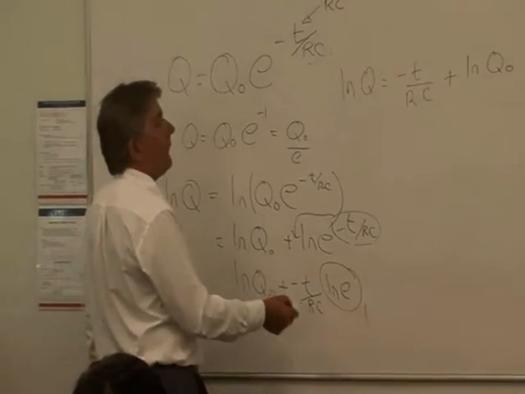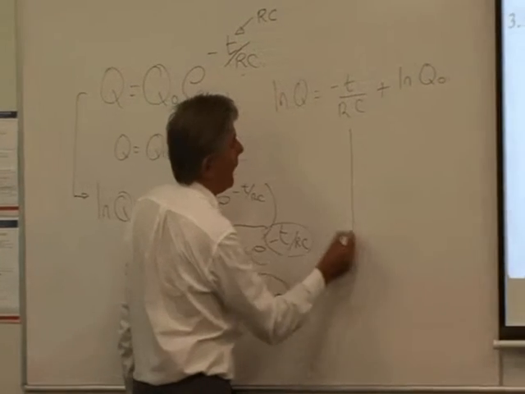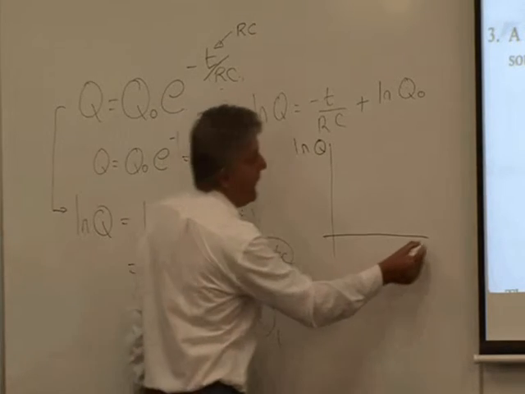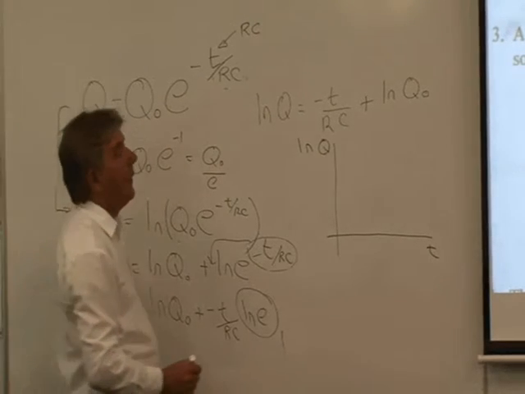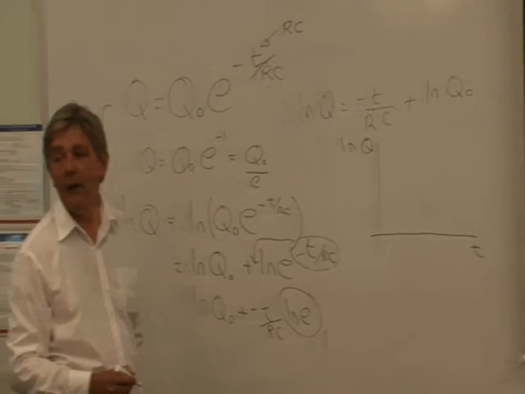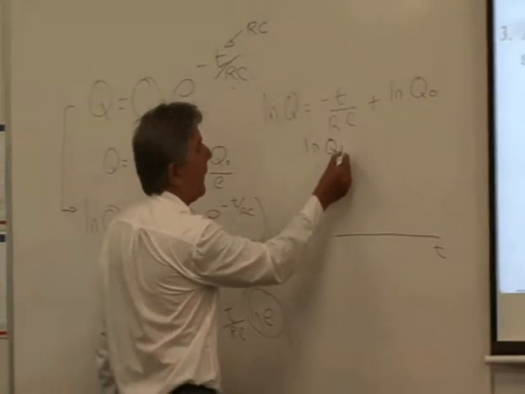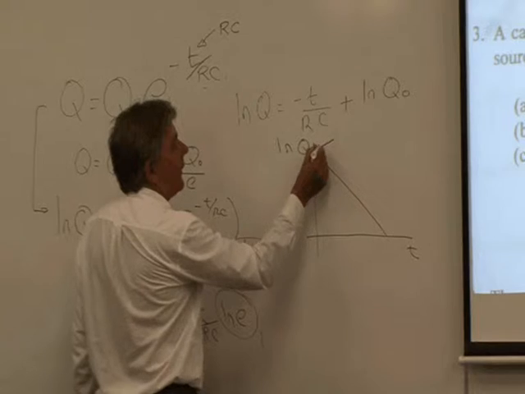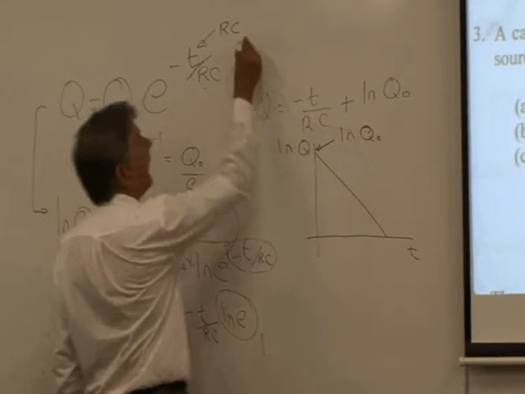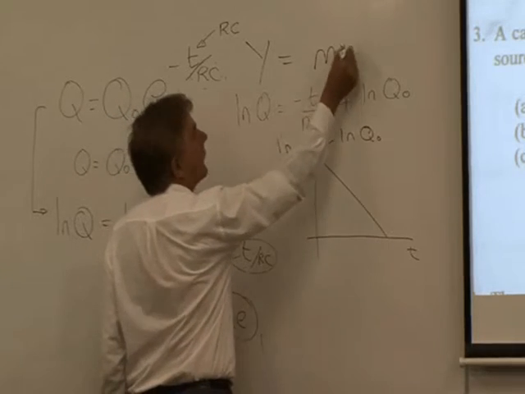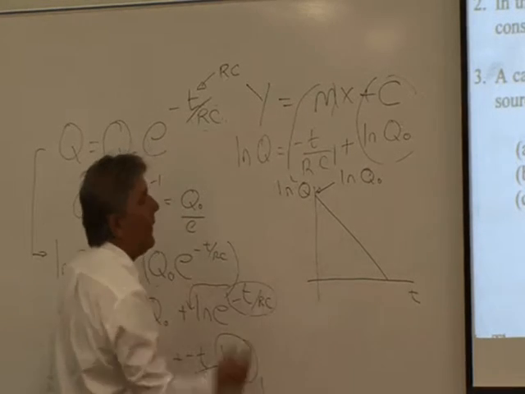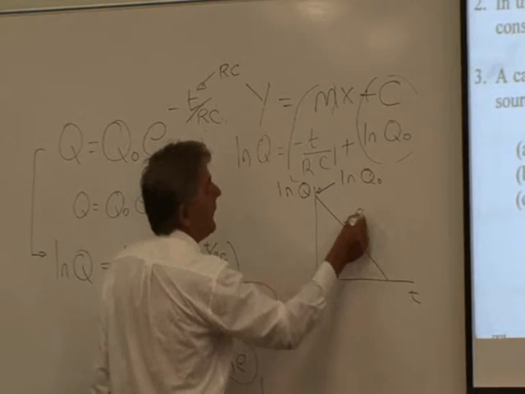Now if we compare that, let's do a graph first of all. If we do a graph of ln of Q against t, what are we going to get? A straight line. Good. We're going to get a straight line with a y-intercept there of ln of Q naught. If you're puzzled about that, just compare that to y equals mx plus c. Here's the c, and here's the gradient. So the gradient of that line is going to be the time constant of the circuit.